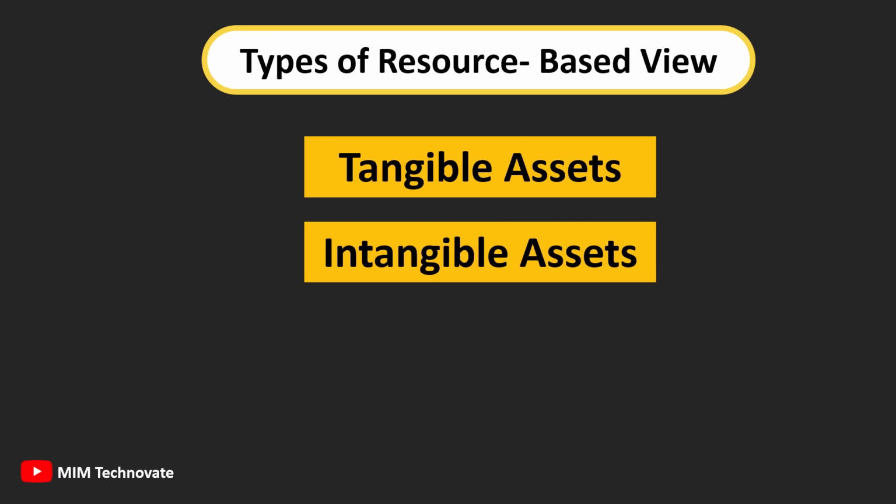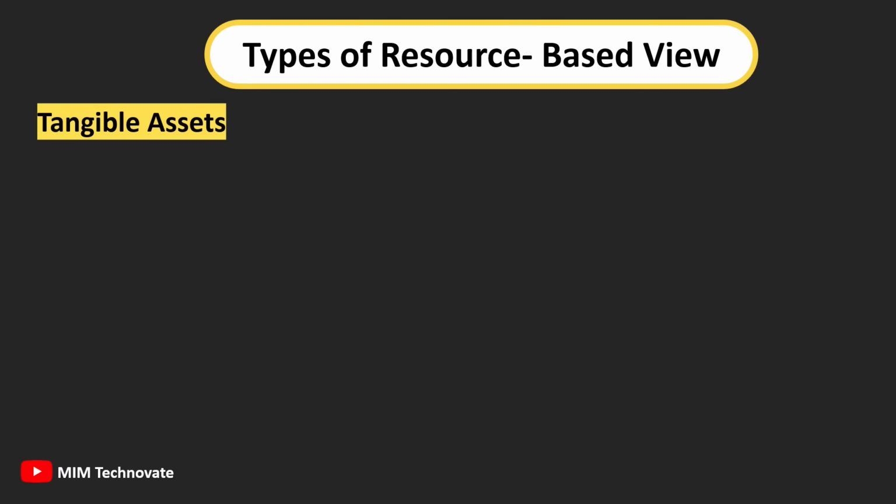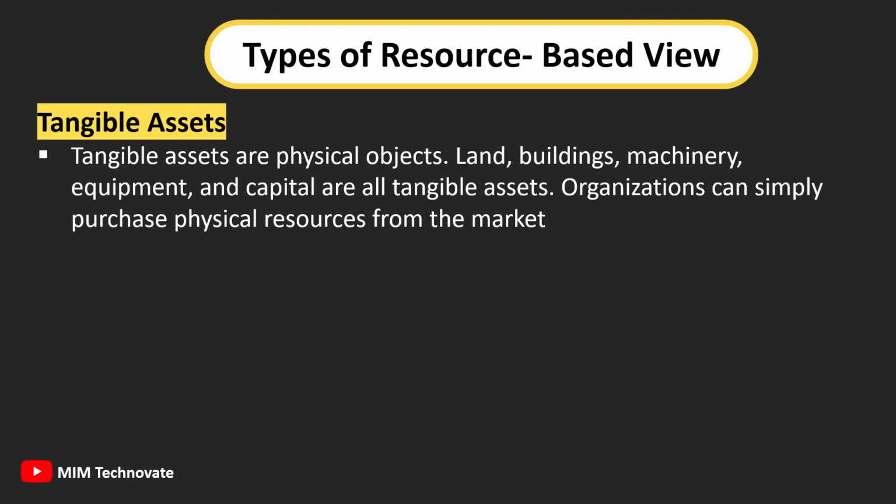Types of resource-based view. There are two types of resources: tangible assets and intangible assets. Let's study them in detail. Tangible assets. Tangible assets are physical objects. Land, buildings, machinery, equipment, and capital are all tangible assets.